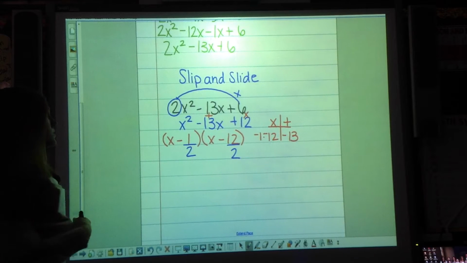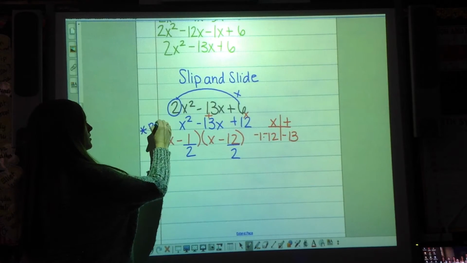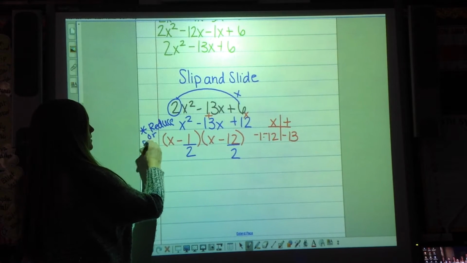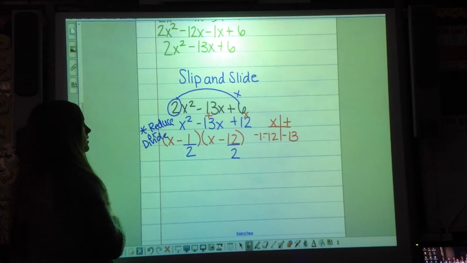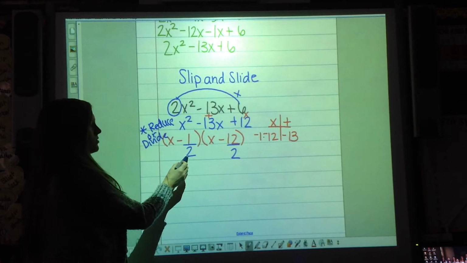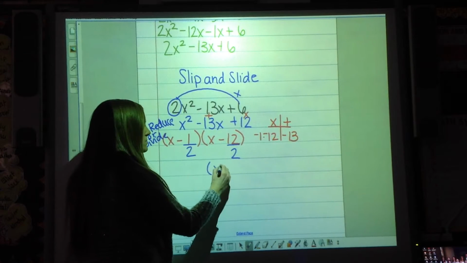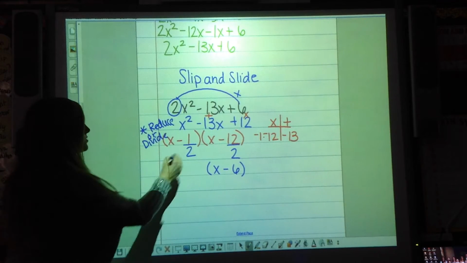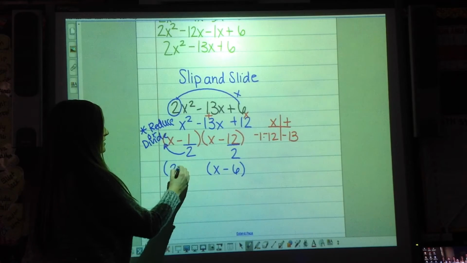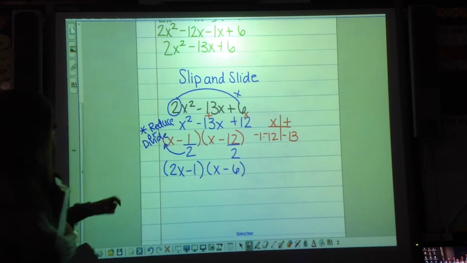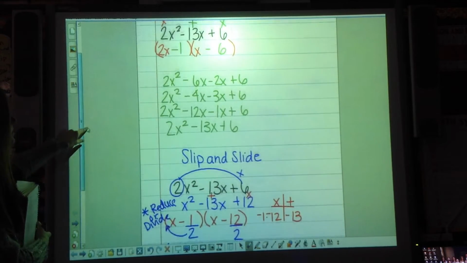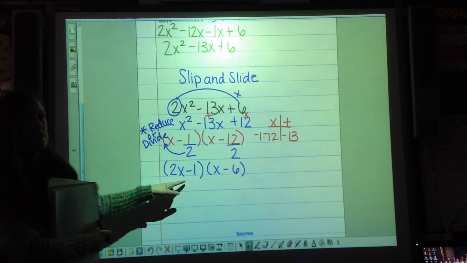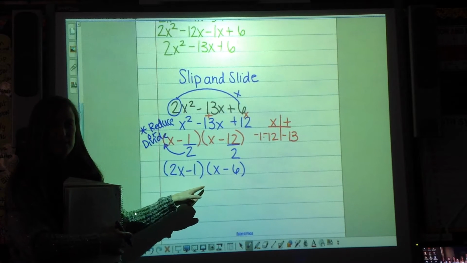If you can reduce, you're going to reduce. If you can divide out, you're going to divide. Okay, so this one I can't reduce or divide, but this one I can. This becomes x minus 6. If you can't reduce or divide, what you're going to do is slip this term back to the front. So you're going to see that this matches what we got up here, 2x minus 1 times the quantity x minus 6. And we got that with a lot less guessing.